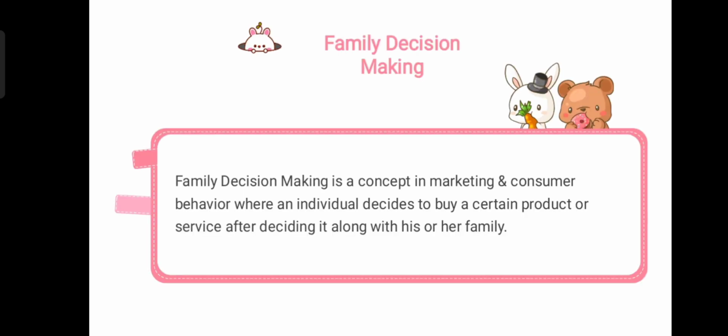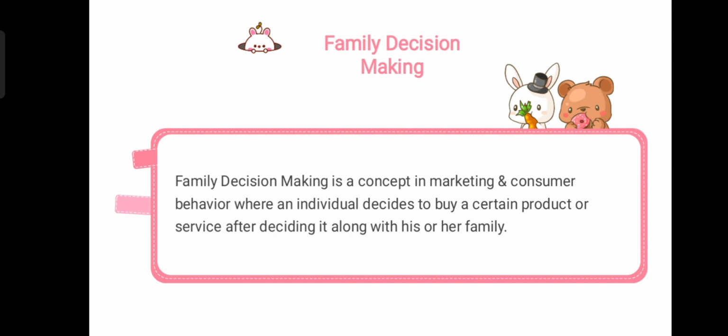Alright, so next is family decision making, one of the most common groups of people that can influence us. Family decision making is a concept in marketing and consumer behavior where an individual decides to buy a certain product or service after deciding it along with his or her family. So family decision making is common. It is our close family, or the people in our household, that can influence our behavior as a consumer.